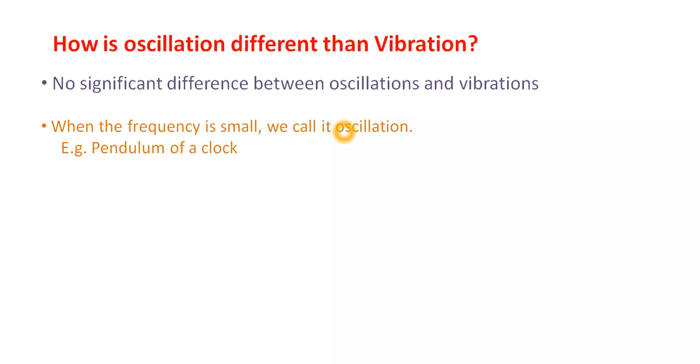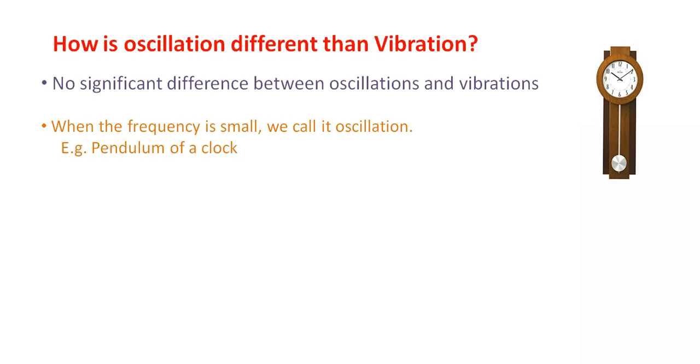Here let's take an example to understand vibrations and oscillations. When we say frequency is small, that means it's not moving very fast. That means the way it's moving from one extreme end to the other extreme end is relatively slow, that is, the speed is small. So in that case it's called oscillation. And the best example is the pendulum of a clock. Do you think this pendulum moves very fast? It doesn't move very fast, right? It moves considerably slower. So that is an example of an oscillation.